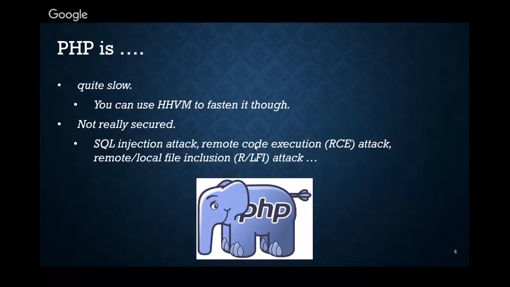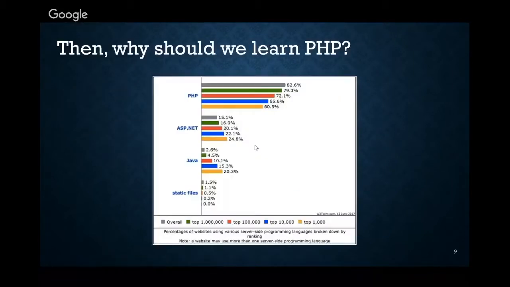Compared to some other languages, PHP is quite slow. But there is a technique called HHVM, an engine that compiles it and makes it faster. And it's not secure, so it's very easy to get SQL injection, RCE, remote file inclusion attack or even local file inclusion attack. But the reason why we are still learning PHP is that a lot of people are using PHP now, and many websites are built using PHP as well. You can see the statistics here, although they are a little bit out of date.